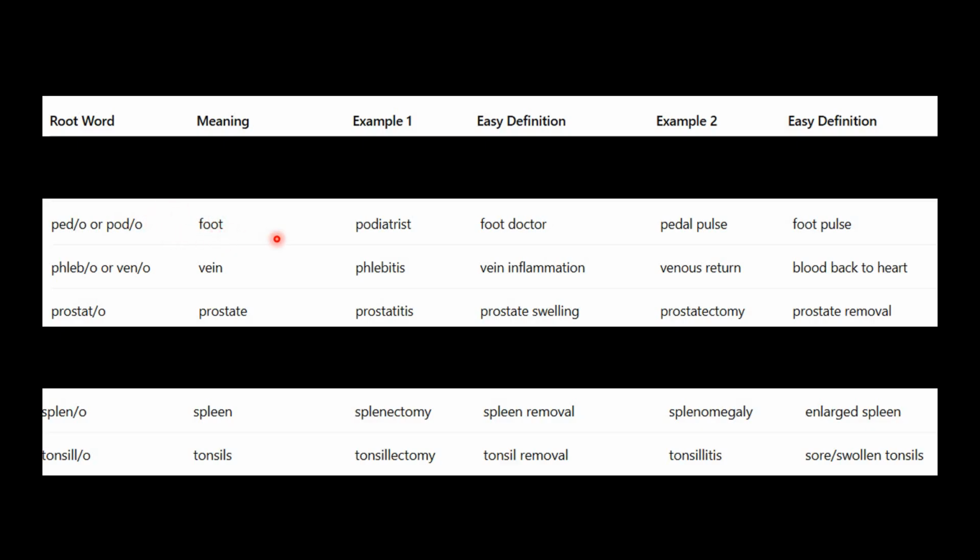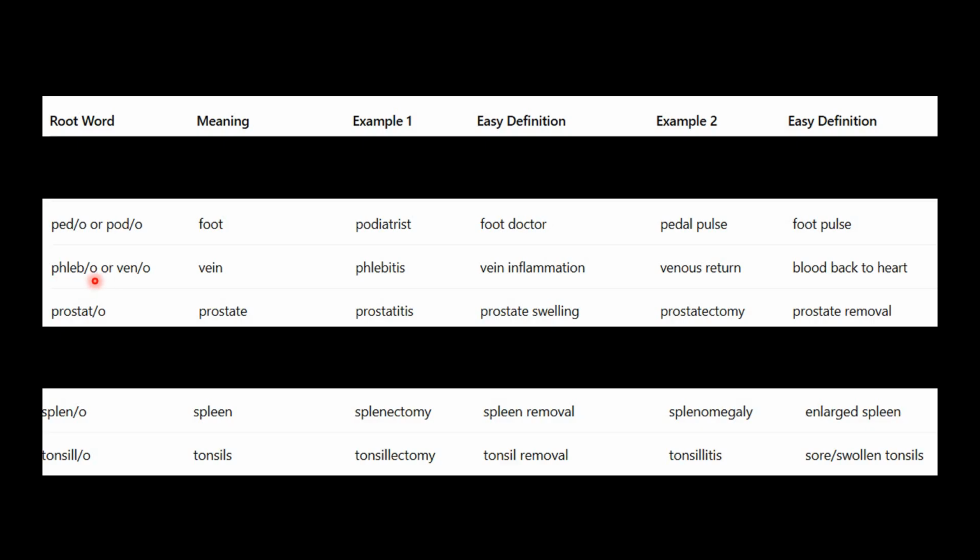Now we have a few more root words, which contain pedo or podo, which is related to the foot. So if something is related to the foot, then you will find the root word as pedo or podo. For example, podiatrist. Podiatrist means foot doctor. So if a doctor is treating diseases related to the foot, then that kind of doctor is termed a podiatrist, which is a foot doctor. And the second example we have is pedal pulse. Pedal pulse means foot pulse.